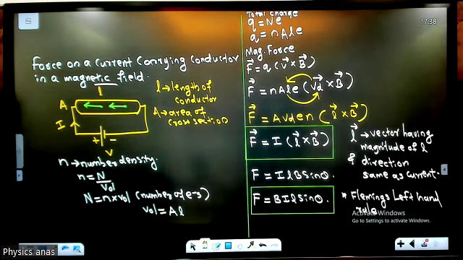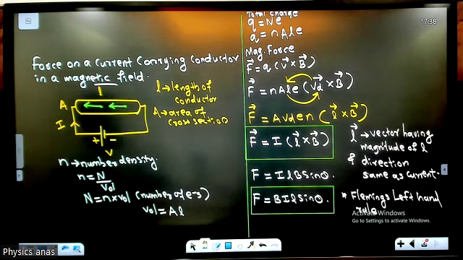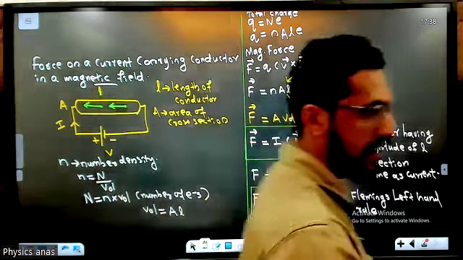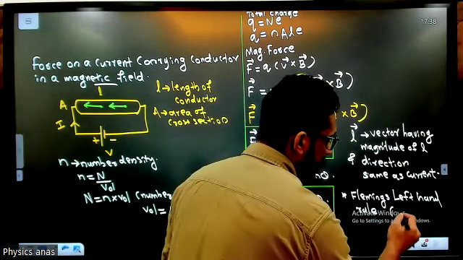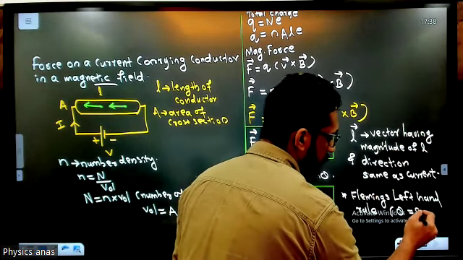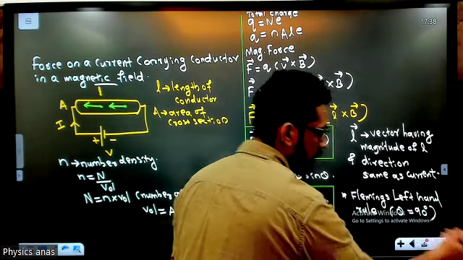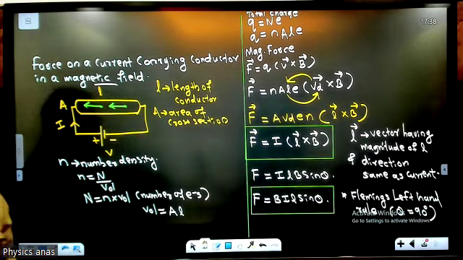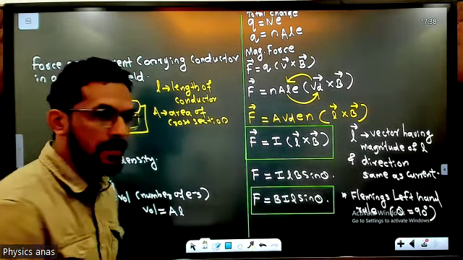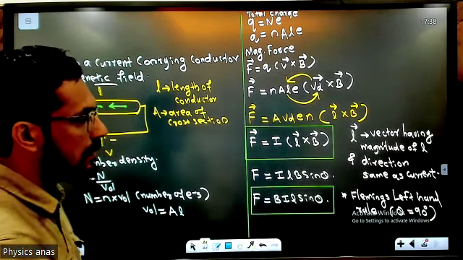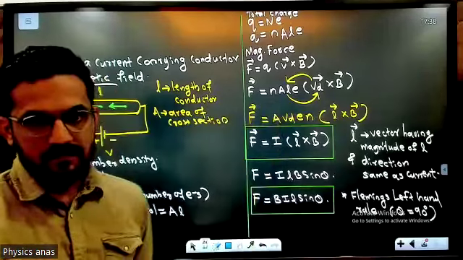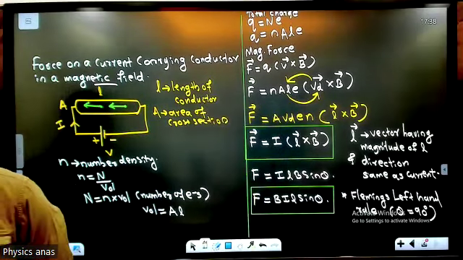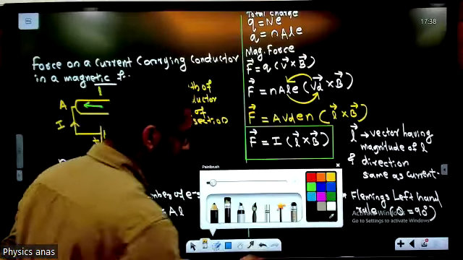If theta is equal to 90 degree, then you can use Fleming's left hand rule. Otherwise, you can use right hand screw rule. If you use right hand screw rule, then force will be perpendicular to both L and B, the plane containing L and B.